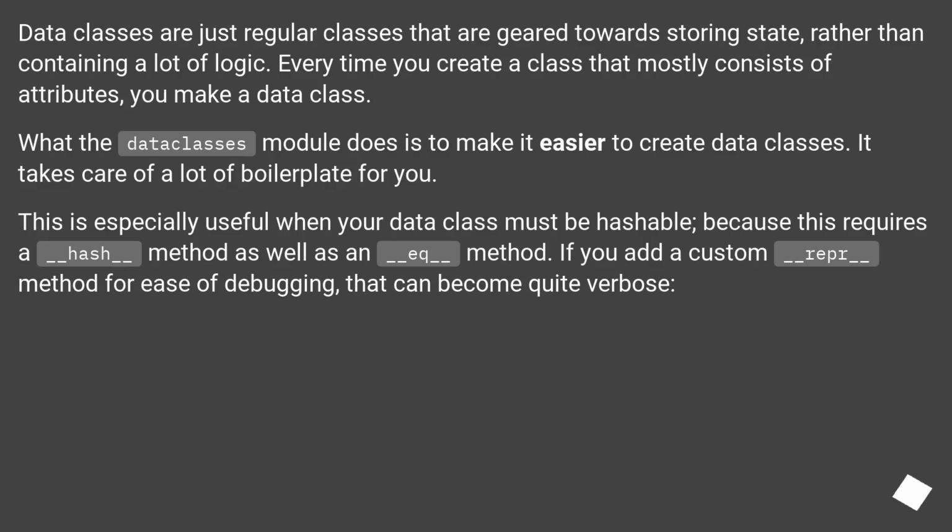Data classes are just regular classes that are geared towards storing state, rather than containing a lot of logic. Every time you create a class that mostly consists of attributes, you make a data class. What the dataclasses module does is make it easier to create data classes. It takes care of a lot of boilerplate for you. This is especially useful when your data class must be hashable, because this requires a __hash__ method as well as an __eq__ method. If you add a custom __repr__ method for ease of debugging, that can become quite verbose.